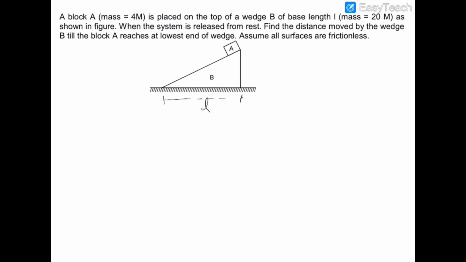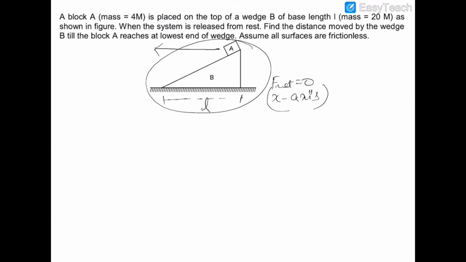So let us first of all write that the net force acting on this system will be zero because there is no friction, but I'm talking about the x direction only, obviously. So this is for the x axis. Now therefore the momentum of the system and the mass moment is conserved in the x-axis, and let us suppose that during the course of the motion when A reaches the bottom of the wedge, the distance travelled by A in backward direction is xA and the distance travelled by the wedge in forward direction is xB.